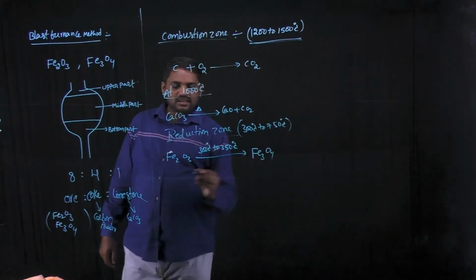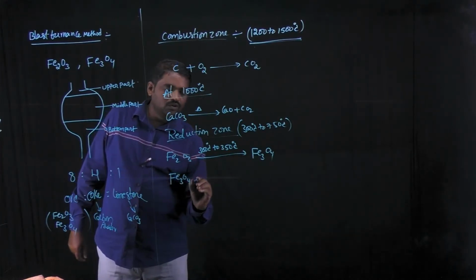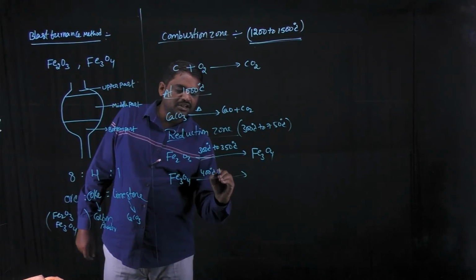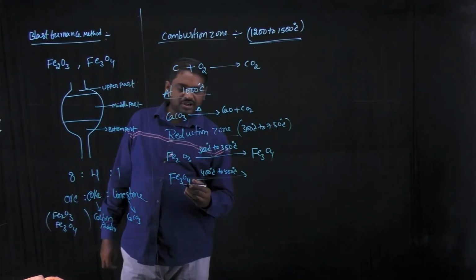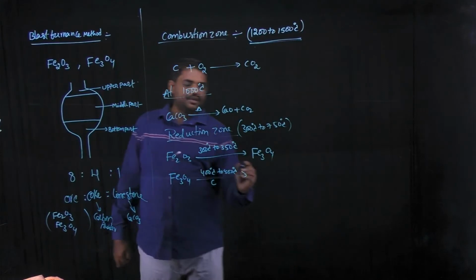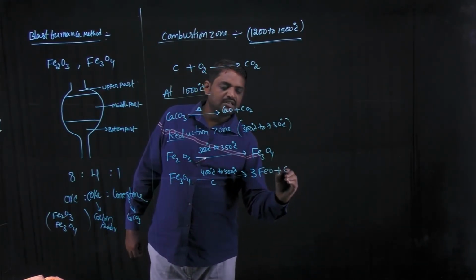And then the Fe3O4 reacts at 400 degrees centigrade to 500 degrees centigrade. At this temperature, it reacts with carbon and is converted to iron oxide plus carbon monoxide.